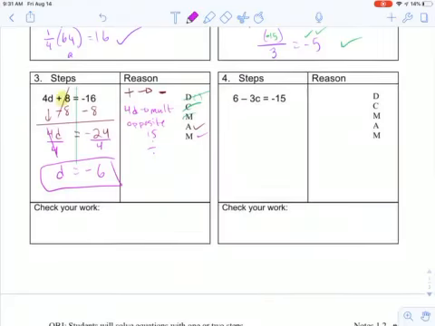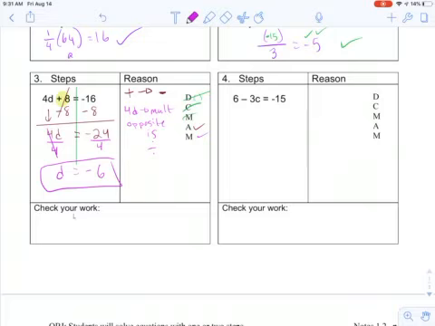Lastly, I'm going to check my answer. So 4 times d plus 8 is equal to negative 16.